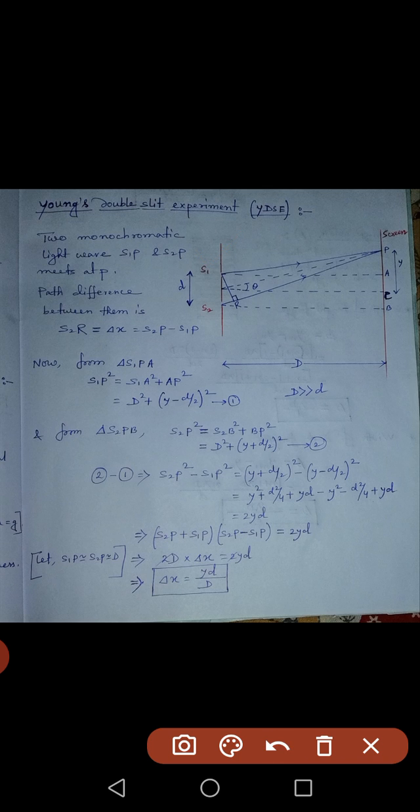Two slits are taken, slits S1 and S2. Slit means just like in a camera we have that slit, in the same way a slit of very small width. Now for these two slits we have a source somewhere here. So from this single source, light waves will generate like this.